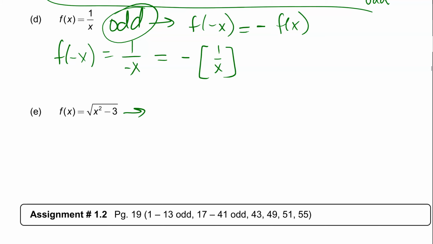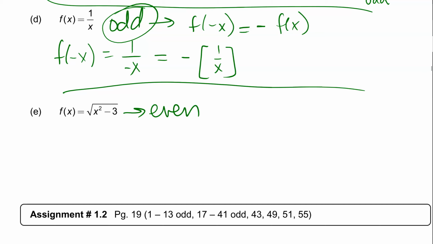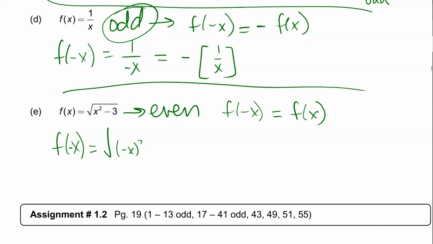So I didn't give you a lot of ones that were neither, but clearly if it's different than what you started with and it's not just the opposite signs, then it's going to be neither. So this tells me that f of negative x should just be the same as what I start with. So let's plug it in. f of negative x equals the square root of negative x squared minus 3. So that's just going to be the square root of x squared minus 3. That's the same as what we started with.